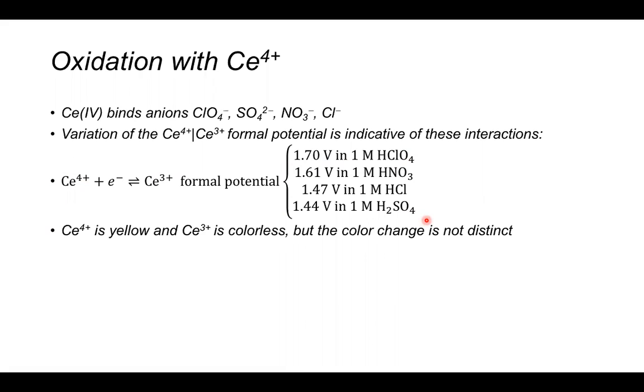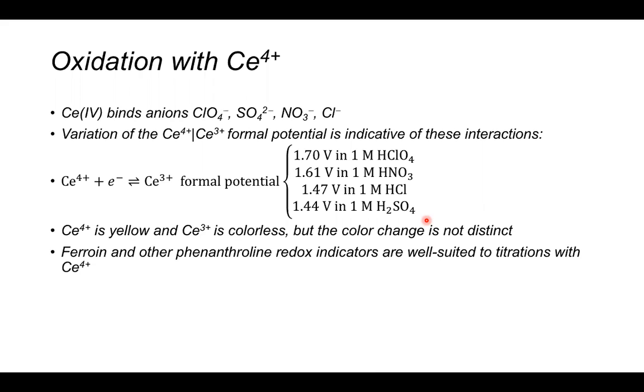So cerium 4 plus is yellow and cerium 3 plus is colorless, but the color change is not distinct. So that means that we can't really use that color change as an indicator. Yellow versus colorless, especially in a dilute solution, is going to be really hard to tell. It could be complicated by the presence of other ions, or stray light coming from other places in the room. Even the color of the light could affect it.